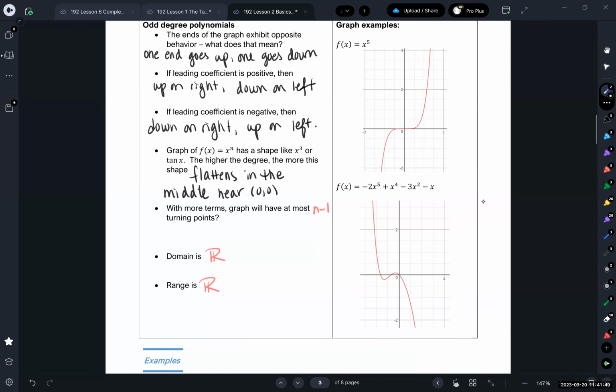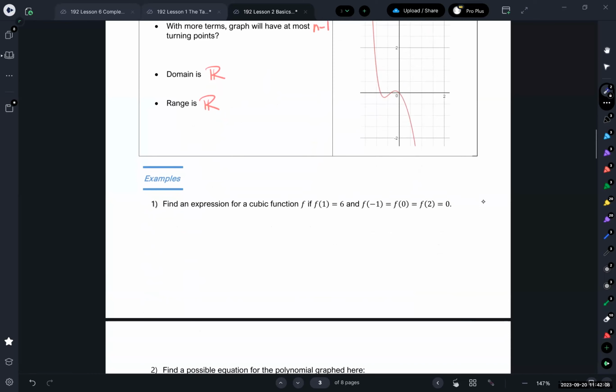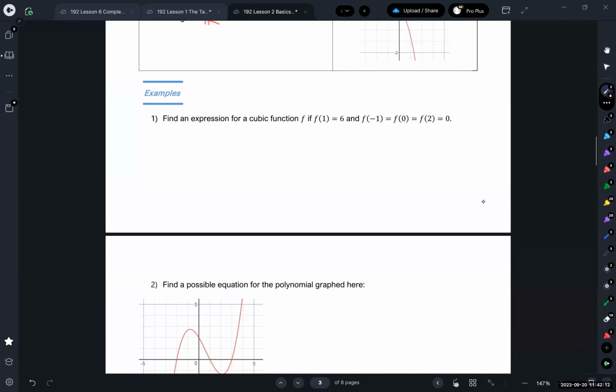Domain is still all reals, but in this case, the range is also all reals, because if it's going to go up on one end and down on the other, you're definitely going to hit all the y values in between. Polynomials don't have any breaks, gaps, holes, jumps, or anything like that. All right, so that's a little bit of a review about the graphs. And we're going to do just a couple of examples to get ourselves thinking about these functions.